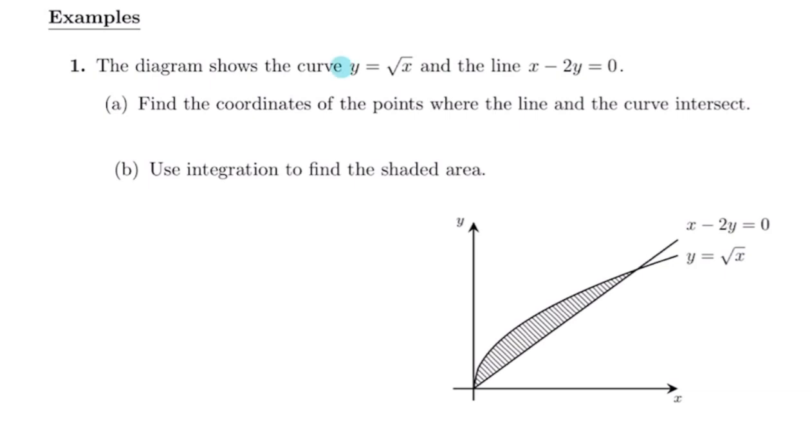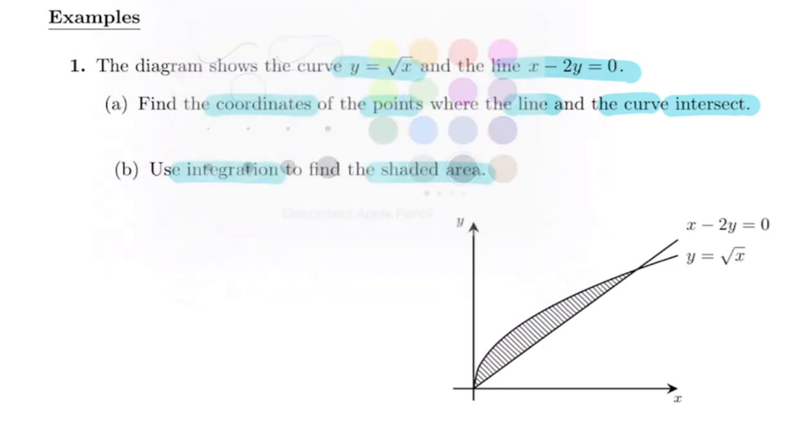The first thing we need to look at is that we've got a curve and a line. The line is not in the form y equals mx plus c, or y equals, and they have to be if we're going to use simultaneous equations. Part A says find the coordinates of the points where the line and the curve intersect. The key word there is intersect. That means we're going to be setting them equal to each other and solving them. And then it says use integration to find the shaded area. If you look at the diagram, you can see that the curve is on top of the area that we're finding and the line is underneath, which is quite important for the technique that we are going to use.